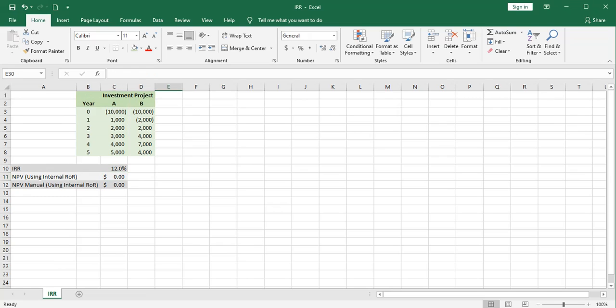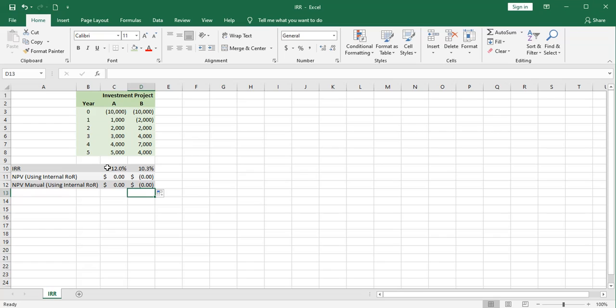Now let's add a second project, this project B. And let's say these are mutually exclusive projects, meaning that we only have enough capital to invest in one of them. It's one or the other. So which one should we choose? This is a good opportunity to just autofill this over. And you can see that the internal rate of return of project A is higher than the internal rate of return of project B. That would indicate project A is the one we should choose.